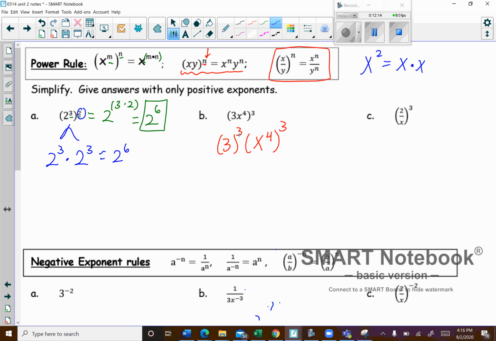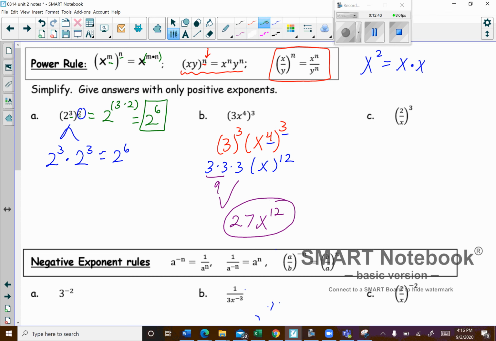So 3 to the power of 3, I'm going to have to do 3 times 3 times 3. And then here, the power rule is I multiply that together, so that should give me an x to the power of 12 when I multiply the 4 and the 3 together. Now, 3 times 3 is 9, and then 9 times 3 is 27. And then I have x to the power of 12, and there we are.